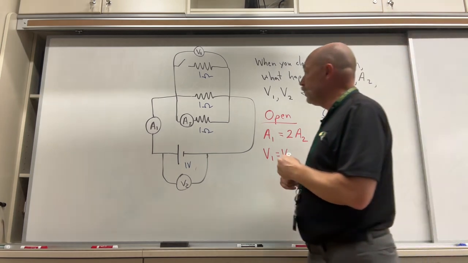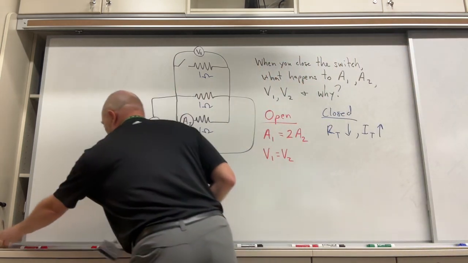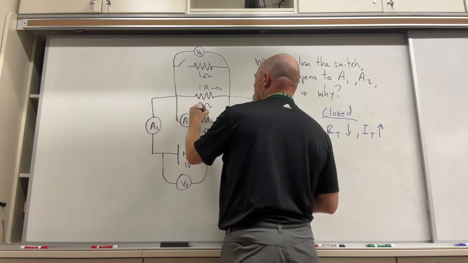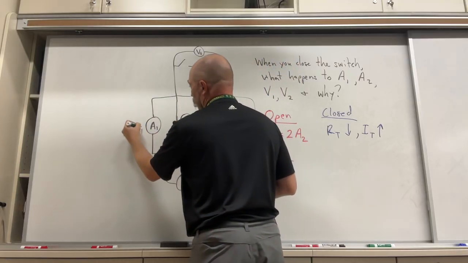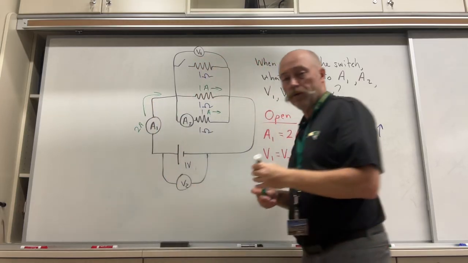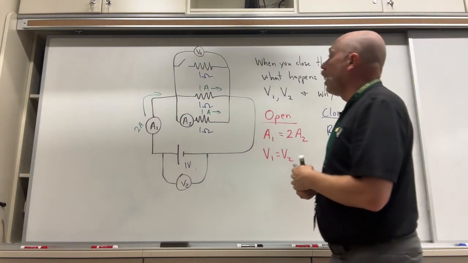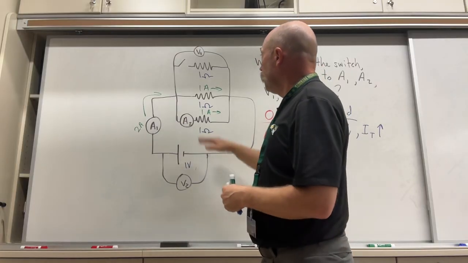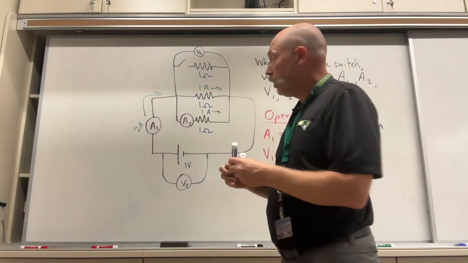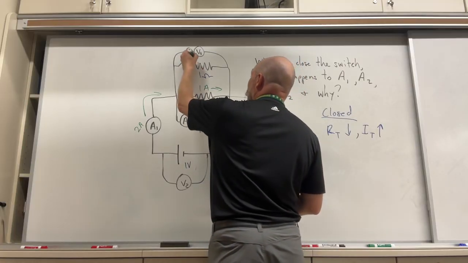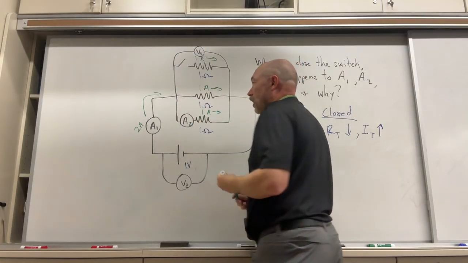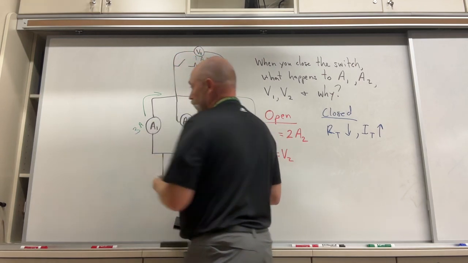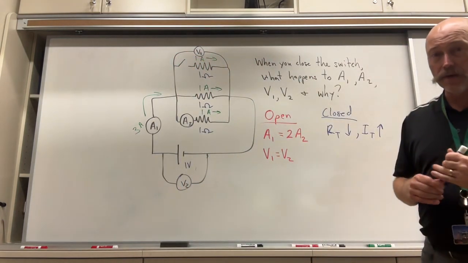At the start, that means I would have 1 amp flowing through here, 1 amp flowing through here, and 2 amps flowing there. Is everybody with me there? That makes sense with what I said here. If I close that switch, that means I would also have 1 amp flowing up there, which means that this would now be 3 amps. Do we follow that okay?